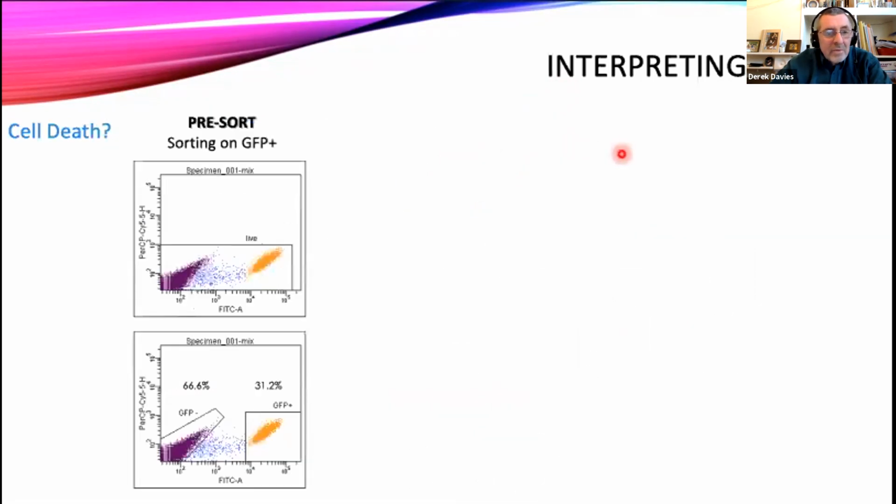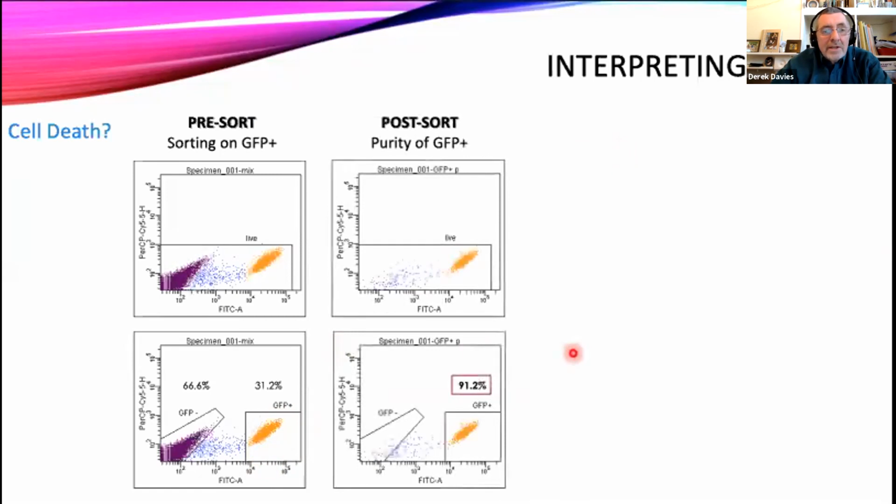And then the final one here is one that we've been talking about today, the idea of having a viability dye in there. So if we just sort our GFP cells on GFP alone, this is what we're interested in, the GFP positive cells, and you can see they're very well separated from the negatives. Should be the easiest sort in the world. But we rerun it, and actually we find that we've only got 91% purity. Where's that 99% that we're expecting?